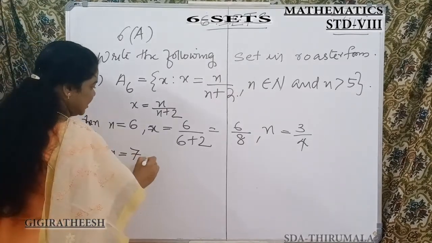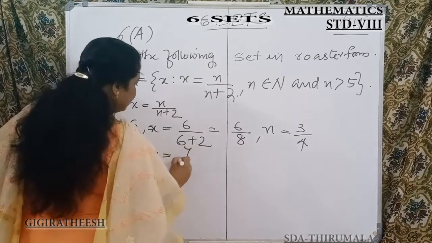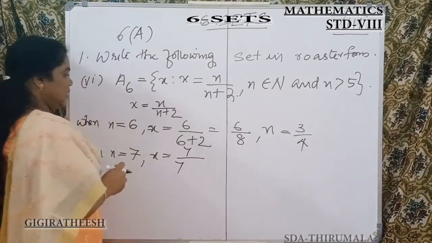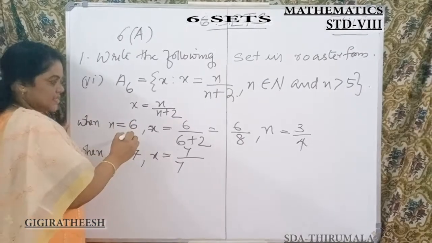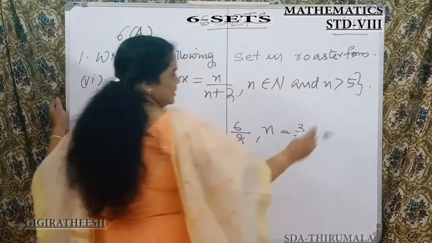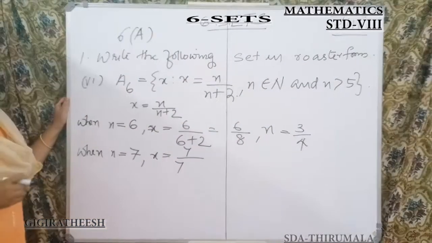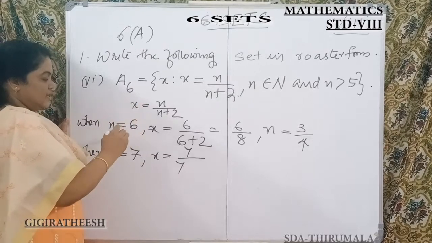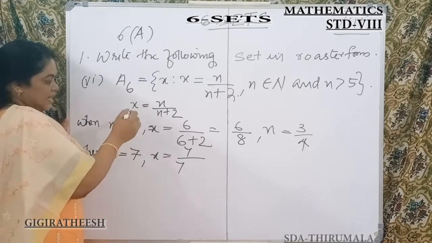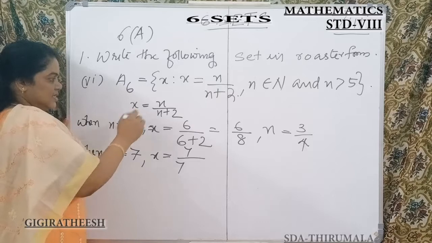And what is it? x is equal to 7 by 7, that is substituting the value here. That is why we take 6. That is, n is greater than 5. So we should take n is equal to, that is after 5, that is 6. First of all 6. And then put the value of 6 in this formula.